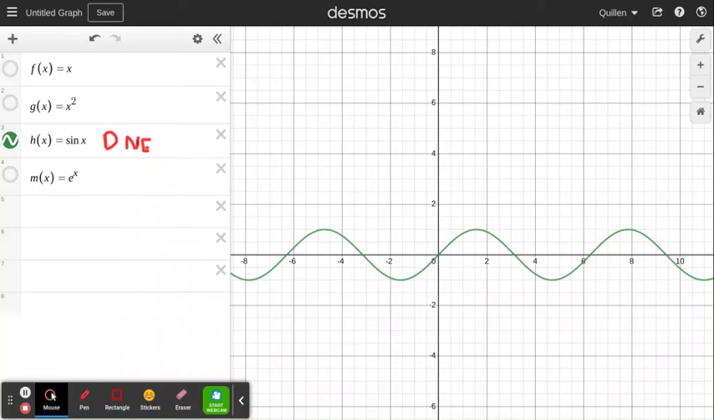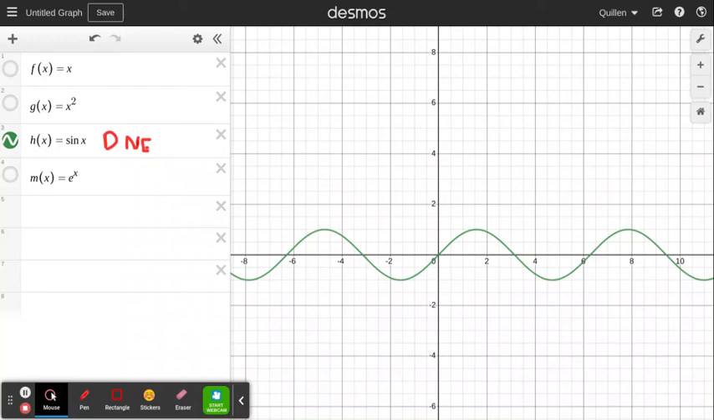A very important note about DNE, limits that don't exist. Limits that don't exist are not equal to DNE. If you were asked to find a limit and your finding is that it doesn't exist, you simply write DNE and circle it or put a box around it on your homework. You do not have lim of something equals DNE, because DNE is not a value.